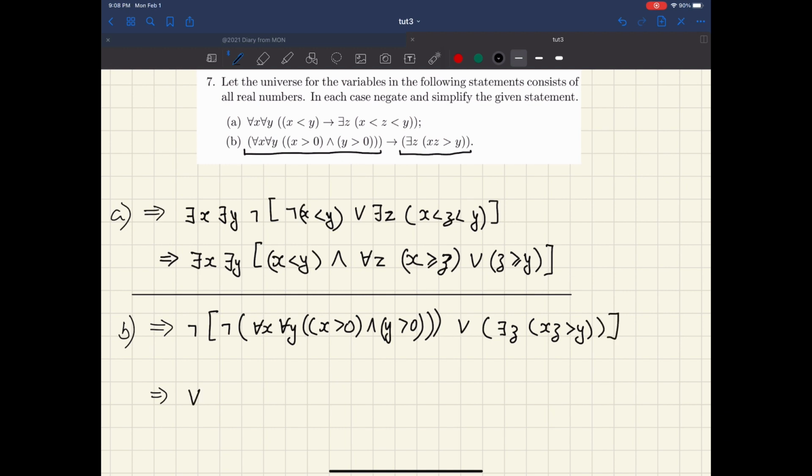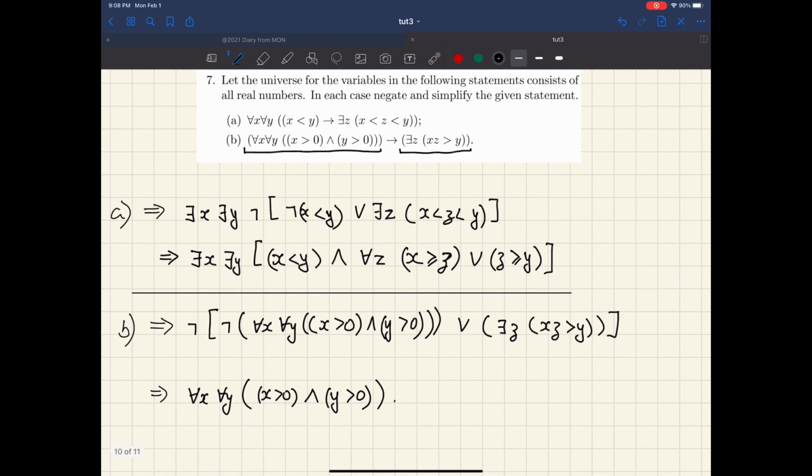Taking the negation of the whole statement inside, the first two negations cancel out, and it leaves me with for all x, for all y, x greater than 0 and y greater than 0. Now your disjunction becomes a conjunction, and the existential becomes a universal quantifier. It is for all z. Now your inequalities are also reversed. So instead of xz greater than y, it will be x times z is less than y.